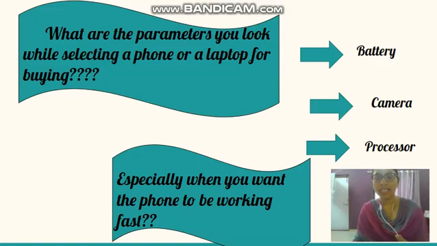Now, let me ask you one question. When you want to buy a mobile phone or a laptop, what are the parameters which you look for? Generally, we look for a battery, we look for camera quality, and we look for a processor and many more parameters. But if we are more concerned about the working speed of that device, then we pay more attention to the processor. The more advanced the processor is, the faster is the speed of that device. So this processor is nothing but the microprocessor which we are going to study.